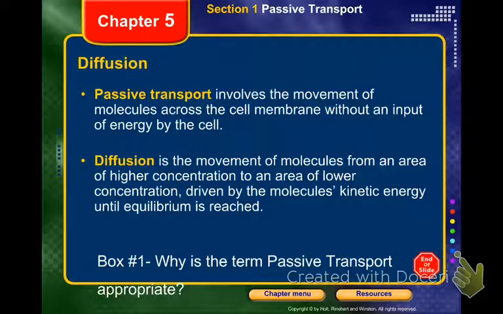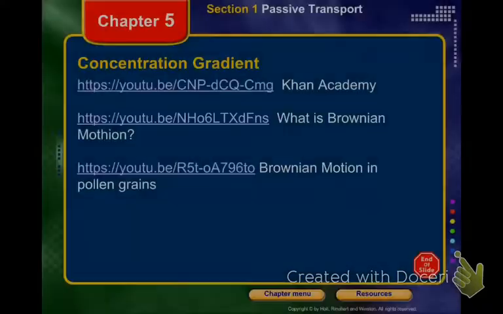So if I said, don't be a passive learner, that would be somebody that would just sit there, not take any notes, not put any energy into understanding a concept. Whereas an active learner is going to be somebody who's going to be doing things, putting energy in. So passive transport is just going to happen on its own because of the molecule movements.